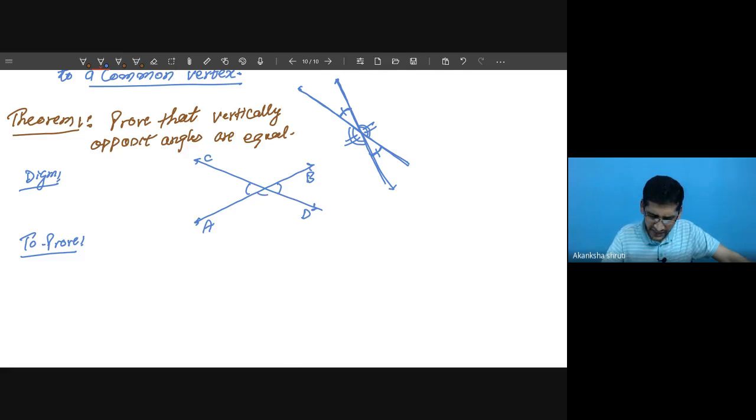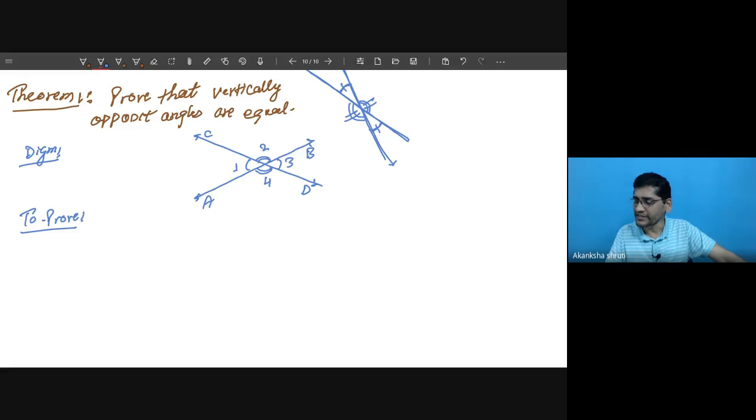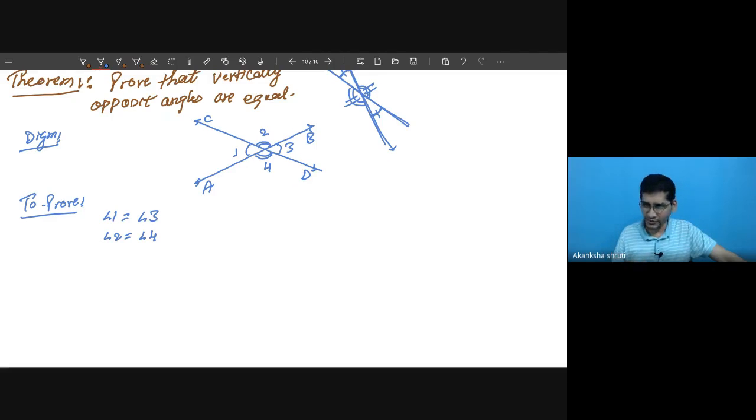So let me mark this angle by certain symbols or certain numbers itself. Let me mark this angle as 1, this angle as 2, this angle as 3, this angle as 4. Okay, this will be convenient in writing. You may mark alpha, beta, gamma, zeta also. You may mark x, y, z, u, v also. I have written the angles in terms of numbers. This is not 1 degree, but it is representing an angle. Then what is to be proved? Angle 1 is equal to angle 3 and angle 2 is equal to angle 4. This has to be proved. So what is to be proved? This you have to write.